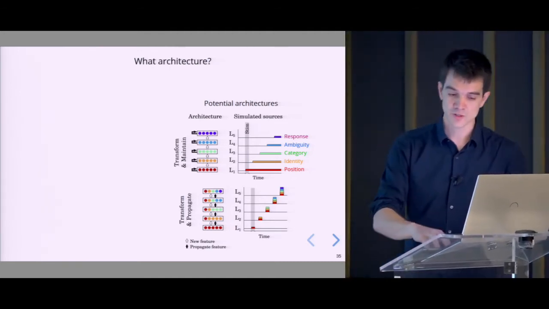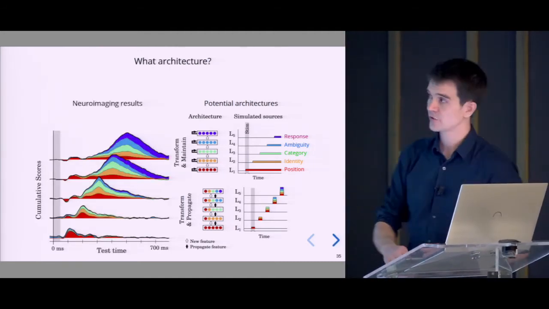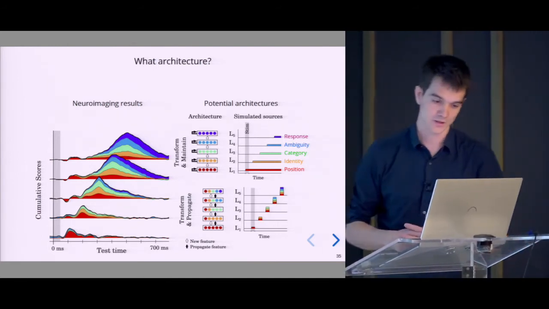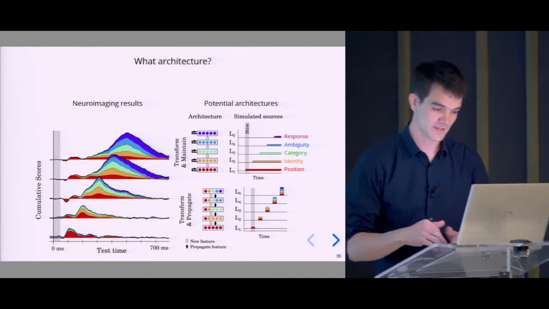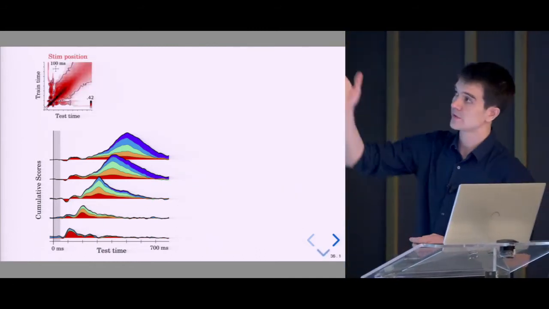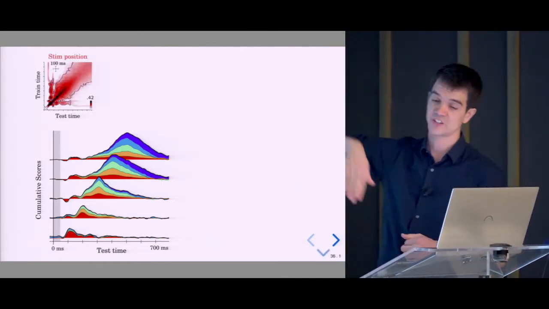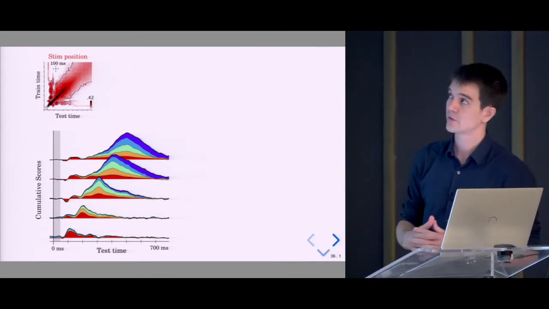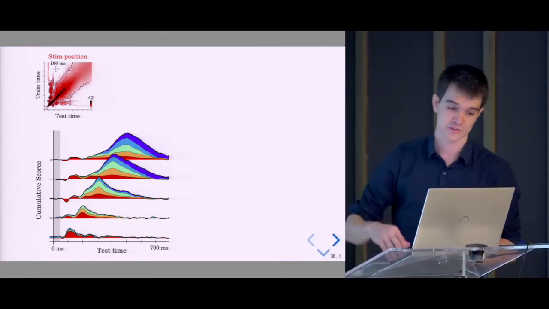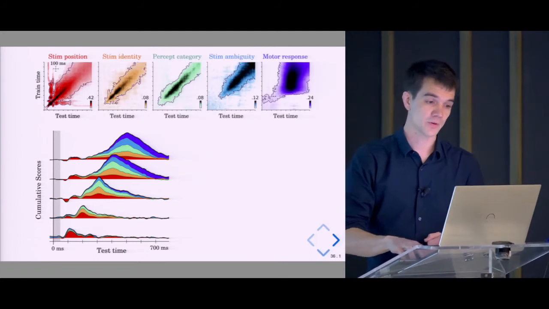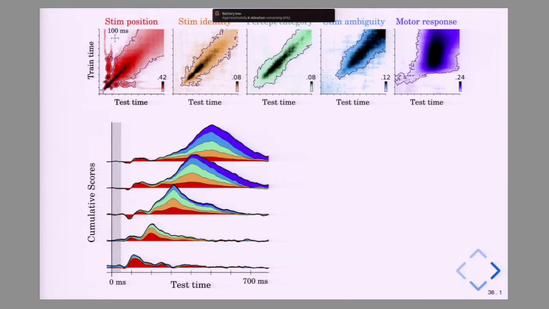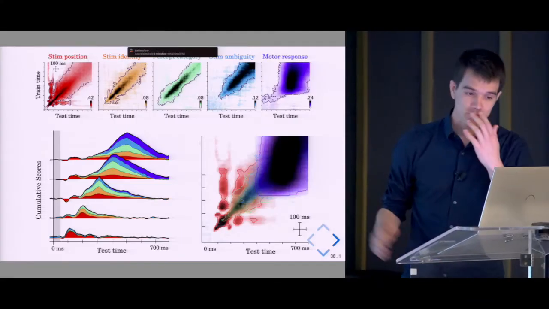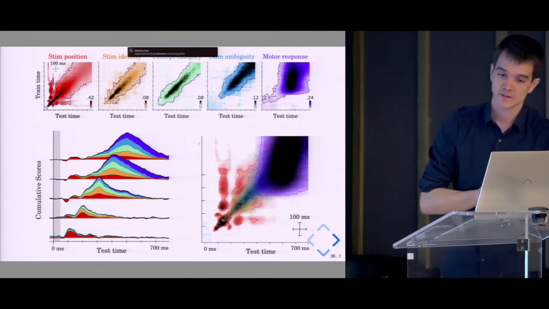Now, these are extreme cases, and what I'll show you is that we can parse the brain activity to try to recover this kind of dynamics. So how do we do it? Well, we do the same trick as before, so we do temporal generalization, but now for each level of representation. So we have a time generalization matrix for the position of the stimulus, but also for the identity, the category of the stimulus, the ambiguity, the motor response. And what we'll do is just combine these different time generalization matrices.